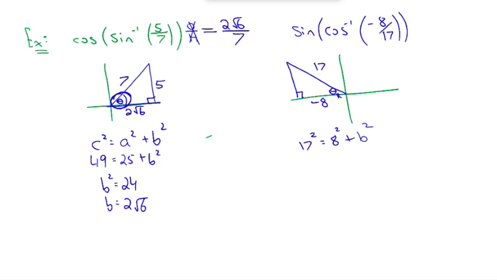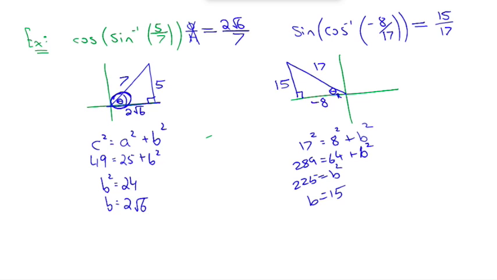What's 17 squared? 289. So 289 equals 64 plus b squared. Minus 64, what's 289 minus 64? It is 225. So b is equal to a nice 15. So this side is positive 15 or negative 15? Positive 15, because it's going up. Right. So what's my final answer? The sine, which is 15 over 17.